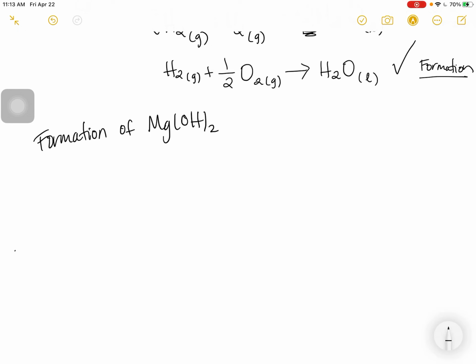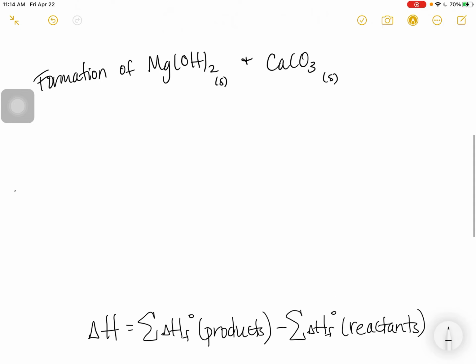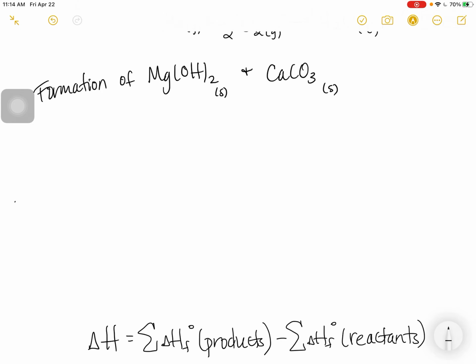Let's do the formation of magnesium hydroxide. And then in a separate example, the formation of calcium carbonate. So if you would like, you might want to pause this video and attempt to do these on your own. But of course, you can just listen to my explanation as well. Okay, so the formation of magnesium hydroxide, well, that would be my product is Mg(OH)2 solid.